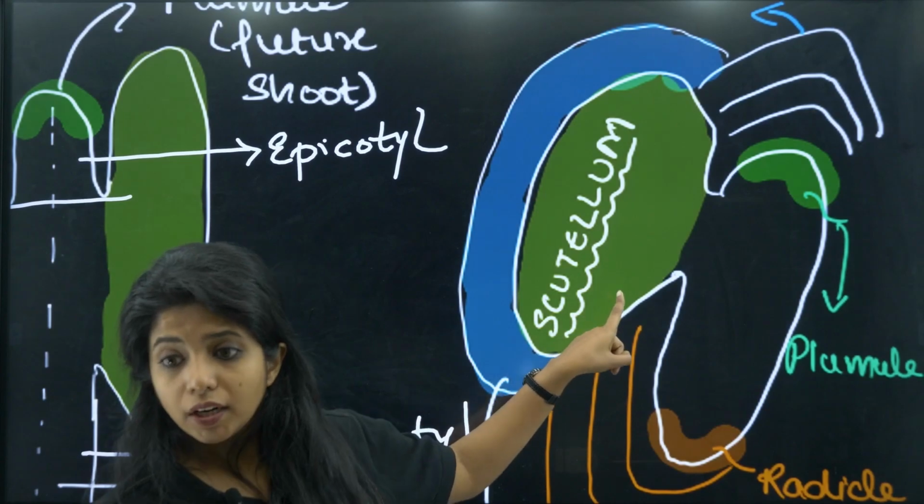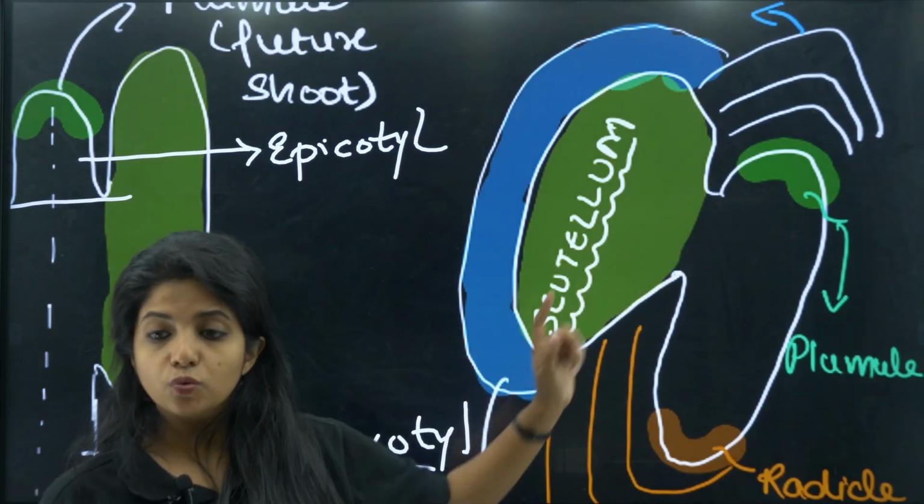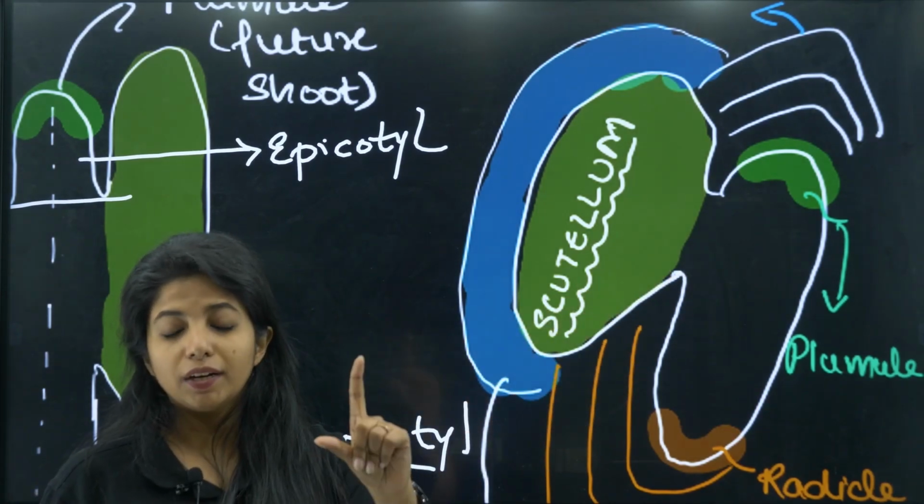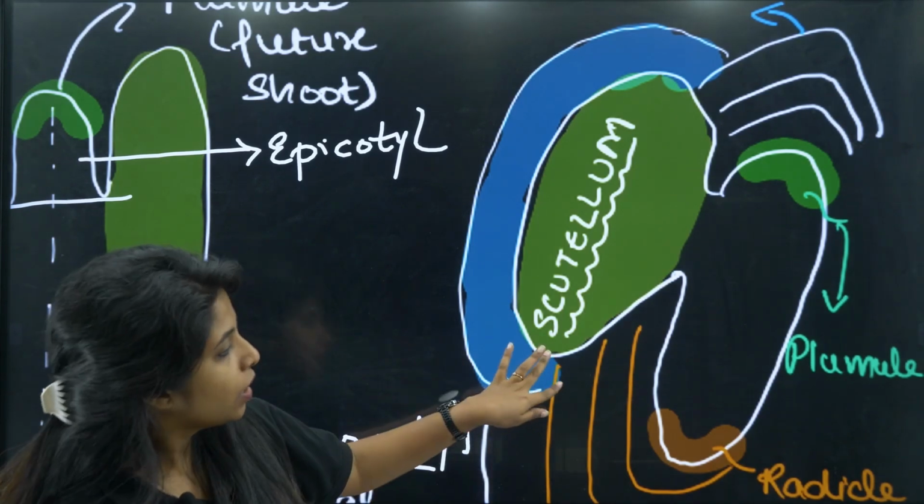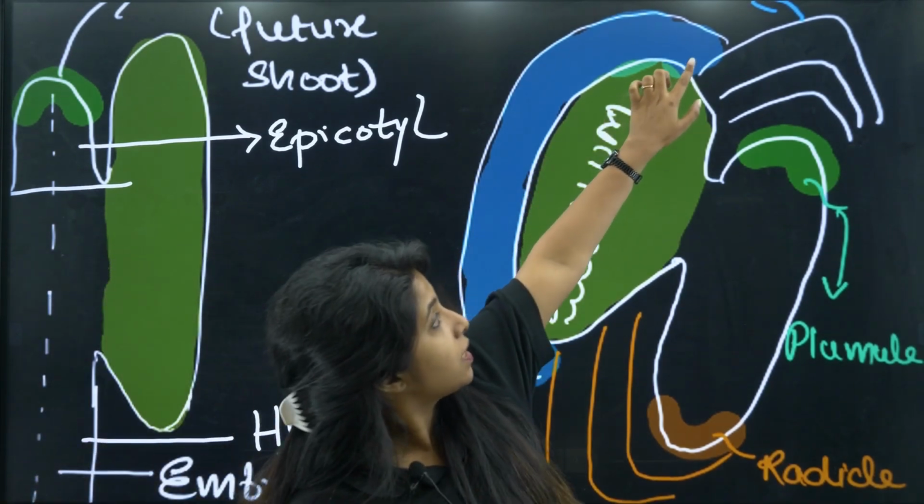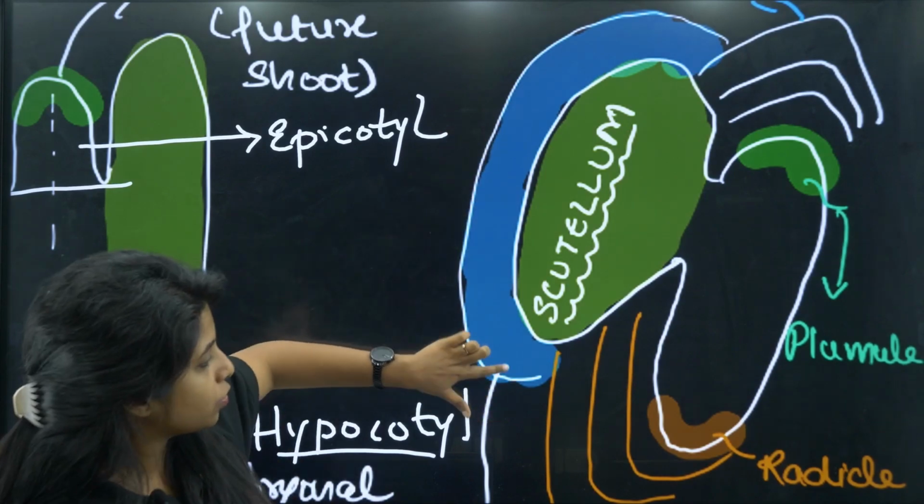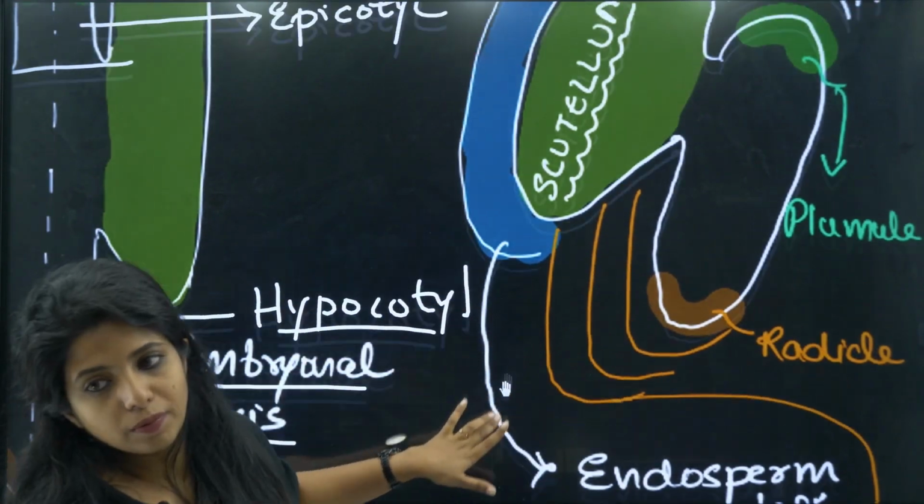Over here, this cotyledon that you see is known as scutellum. It is the only cotyledon that it has. And also I said there will be some amount of endosperm left. So this is the endosperm that you see over here, the endosperm that is left.